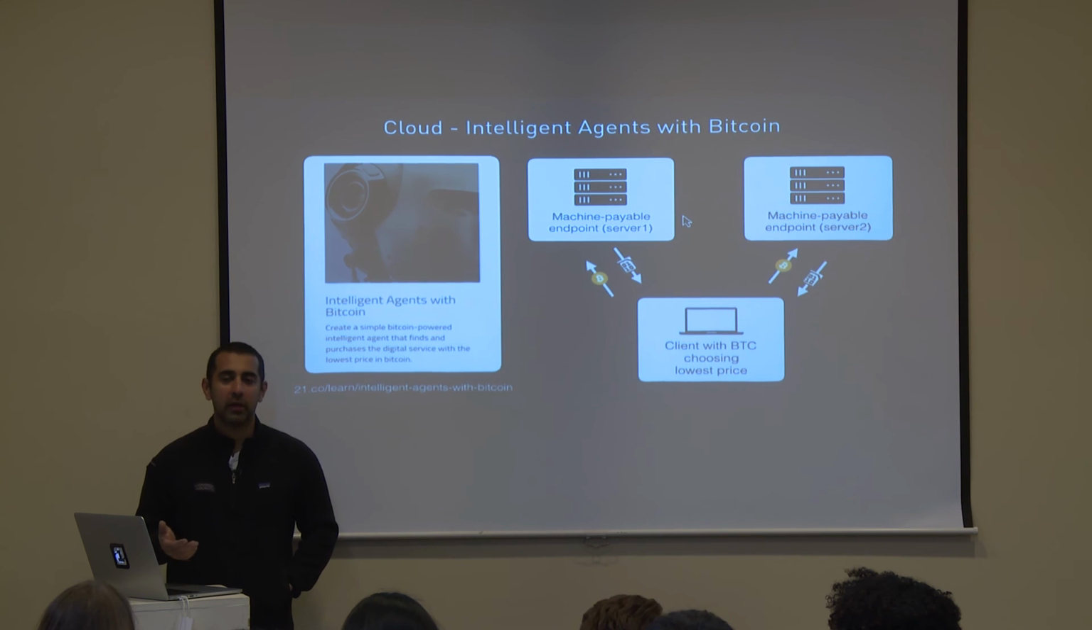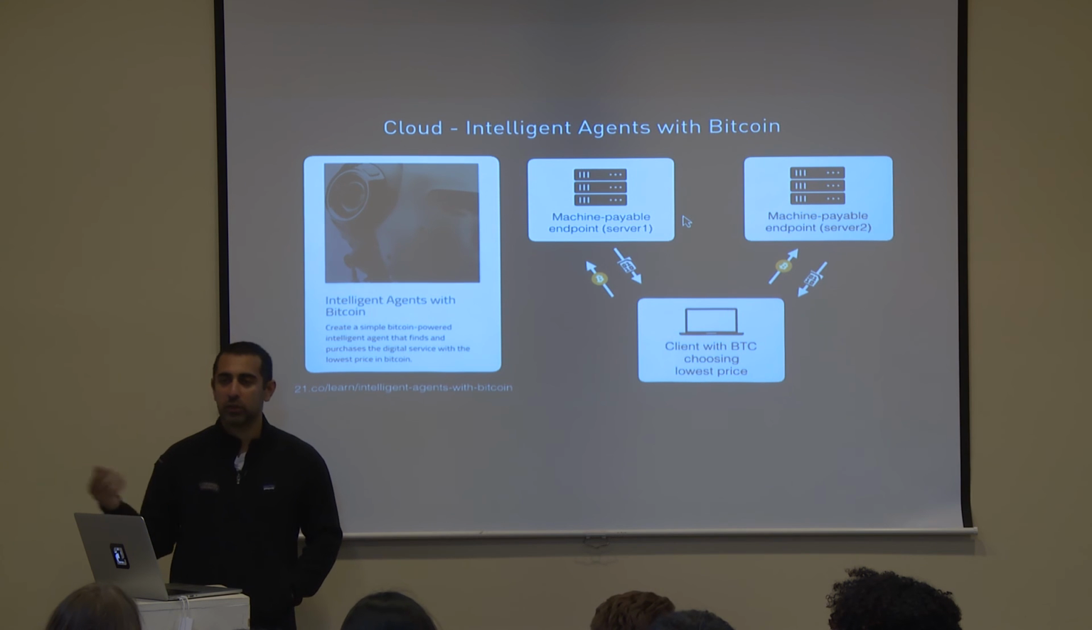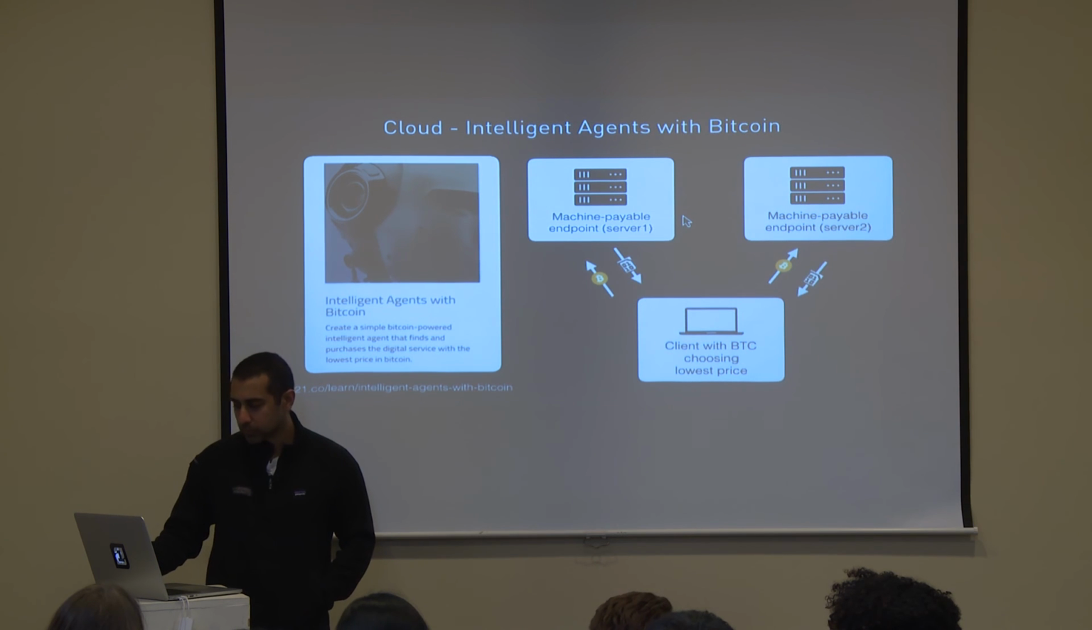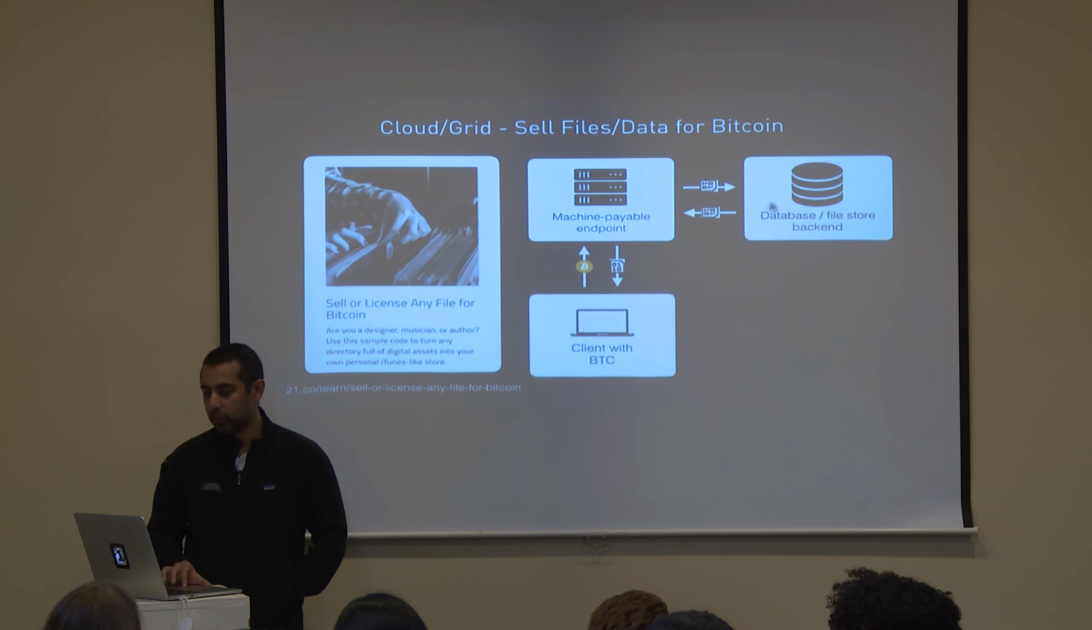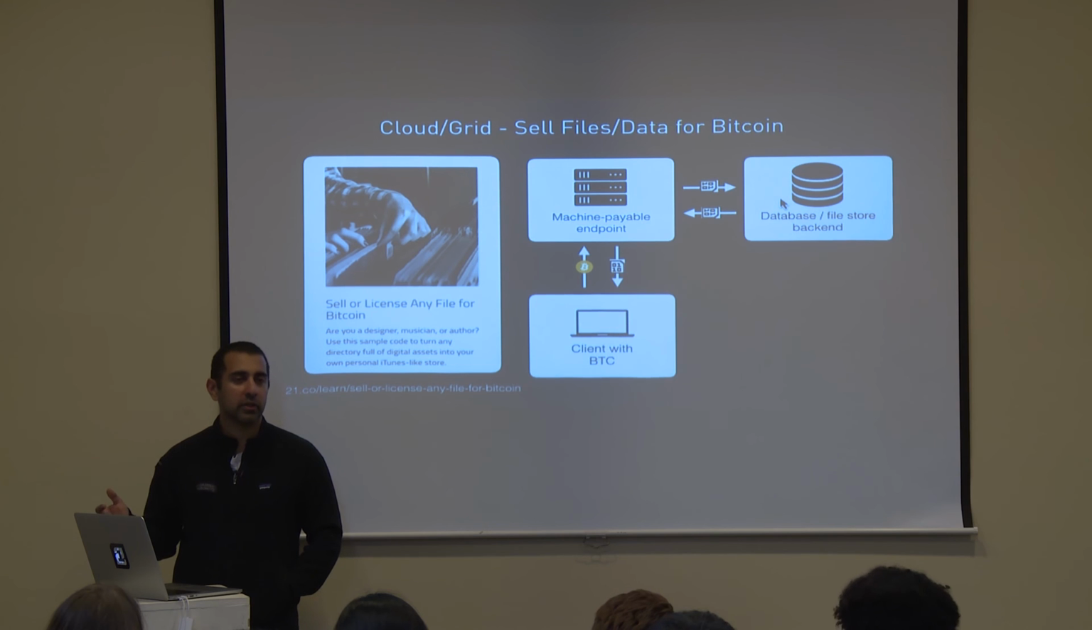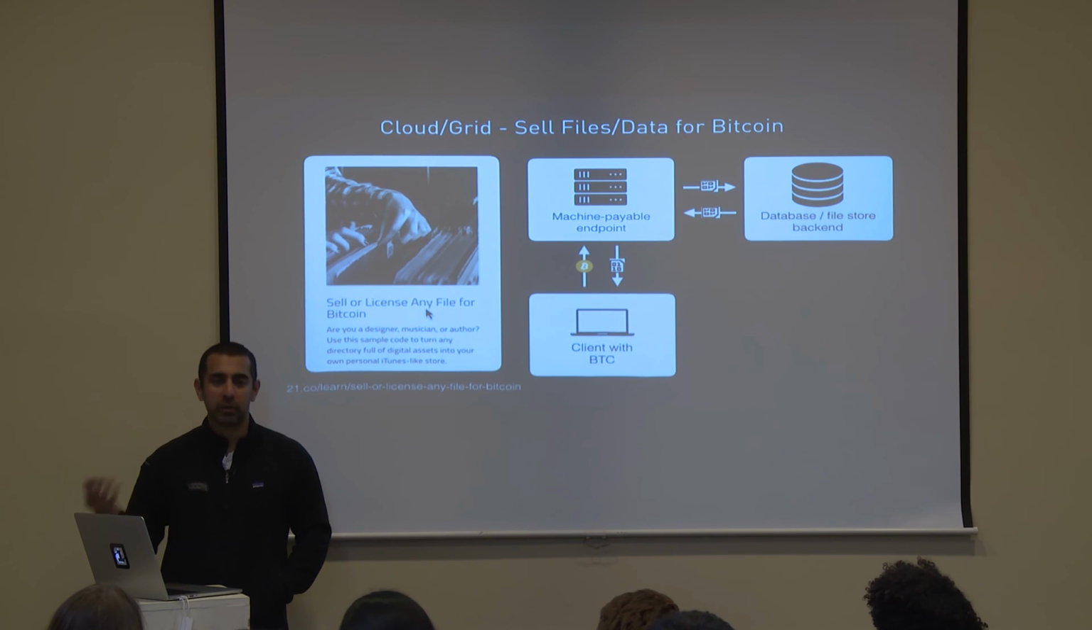Okay, and so now all your price search becomes much easier because you just get a quote and then you can purchase on it. Okay, so another example. So now if you've got a database or a file store, you can put a machine payable endpoint in front of that, and now you can sell files. For example, like your own little iTunes store. You can set that up, sell MP3s, sell PDFs, sell your Instagram photos, sell whatever, right?